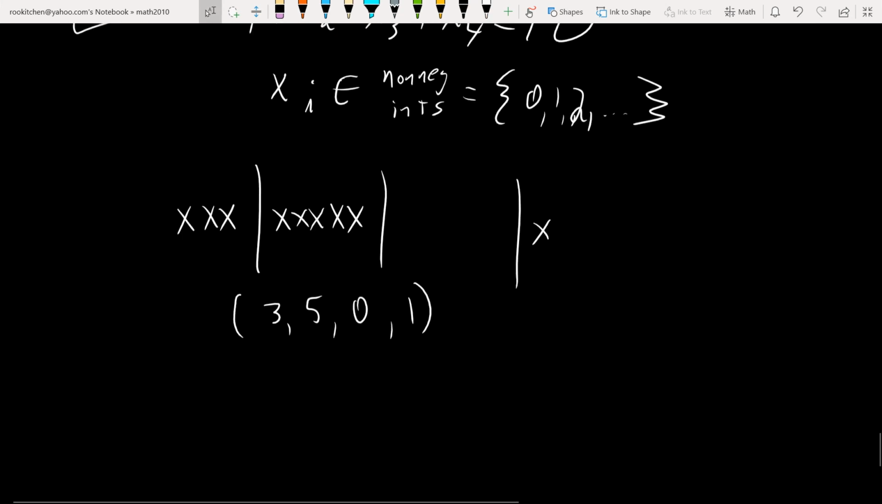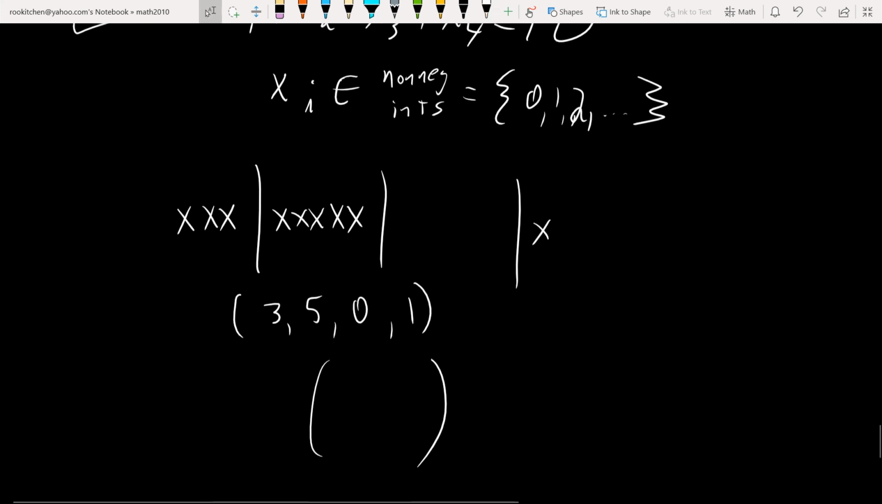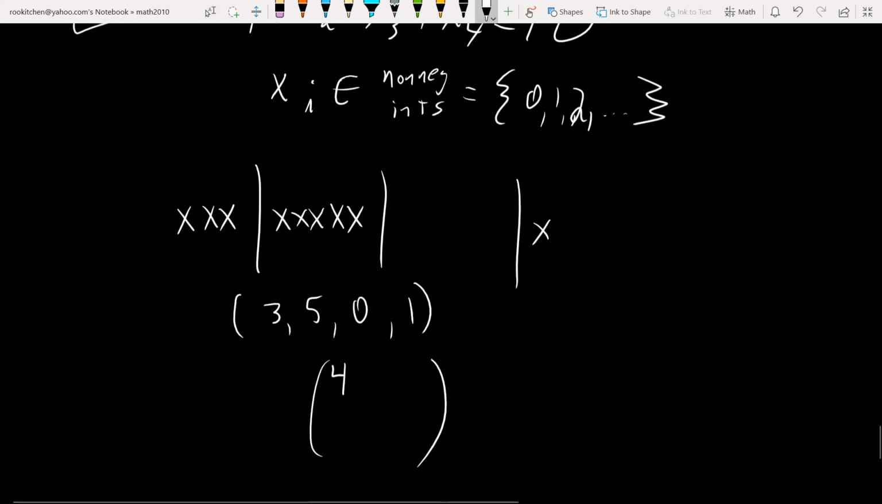So the way this will work in our calculations, the number of bars is the number of x's that you have being added together, minus 1, right? So we have 4 unknowns that we're adding together, x1 plus x2 plus x3 plus x4, then subtract 1, plus the number on the right hand side of the equation, which is 10, and then choose 10.